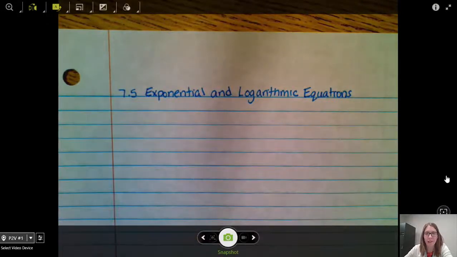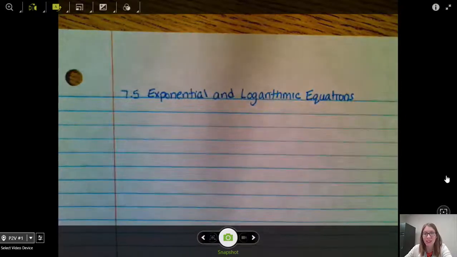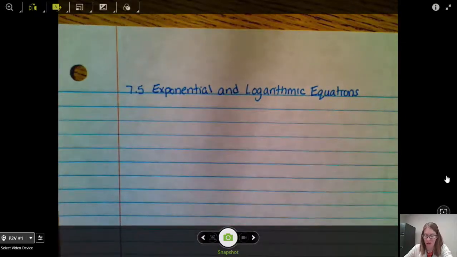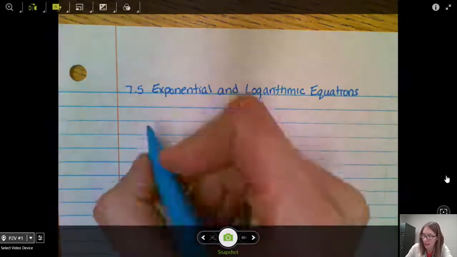Section 7.5 is solving exponential and logarithmic equations. But here's the good news. A lot of this section we've actually already done in pieces along the way throughout the chapter. We just have kind of thought about it in a different way. Before we get started actually solving some of these exponential and logarithmic equations, let's think for a second.